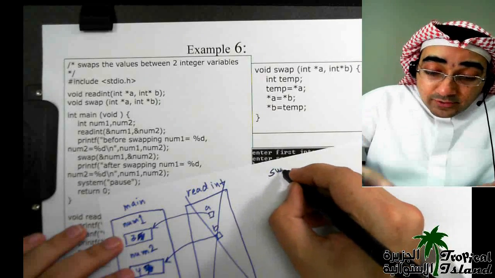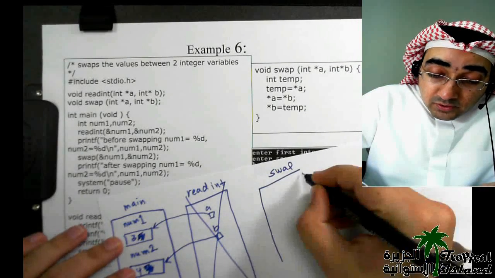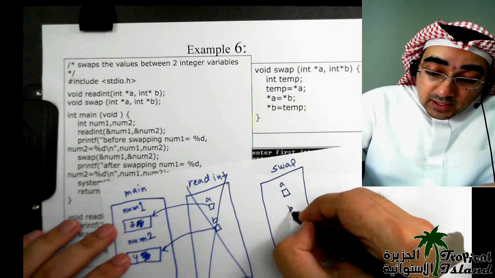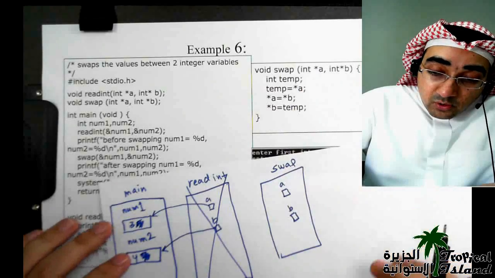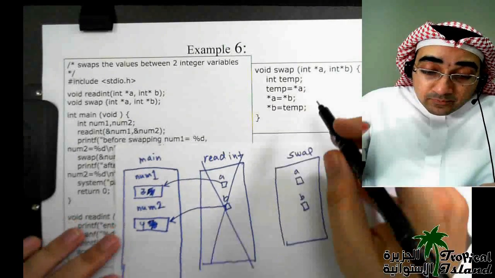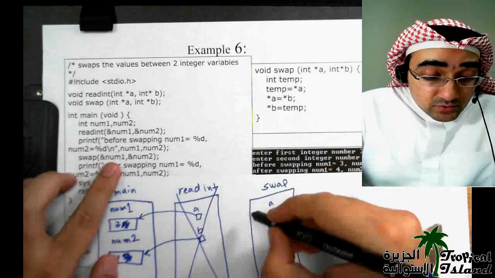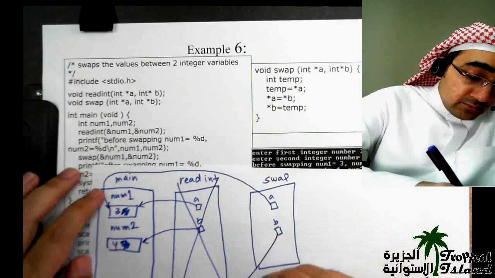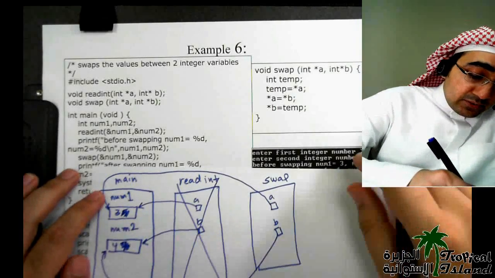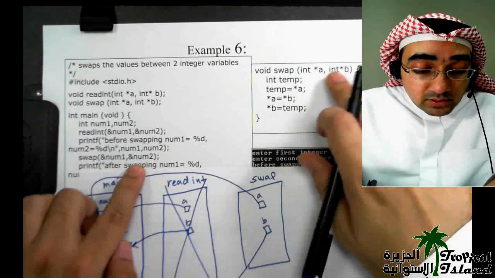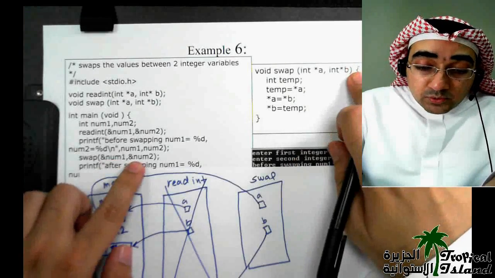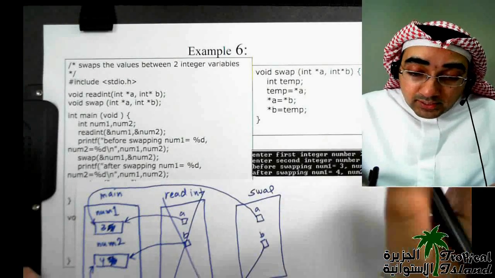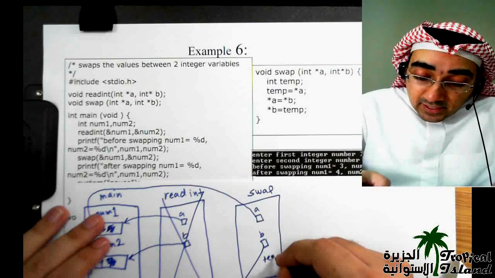The swap function is going to be allocated another set of memory, and the swap function has two variables, A and B, which are both pointer variables. That's why I make them very small. A is initialized to the address of num1, so A is actually pointing at num1, and B is actually pointing at num2. So my pointers are now set, and I'm pointing at the variables that I want to point at. Then I have temp over here, which is a normal variable.